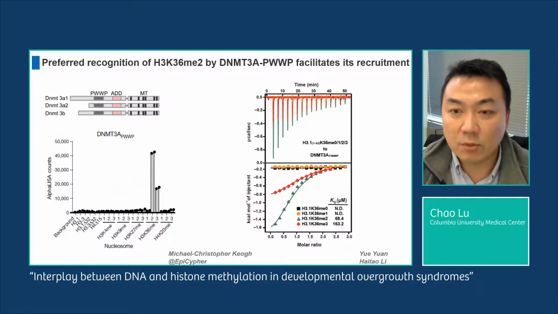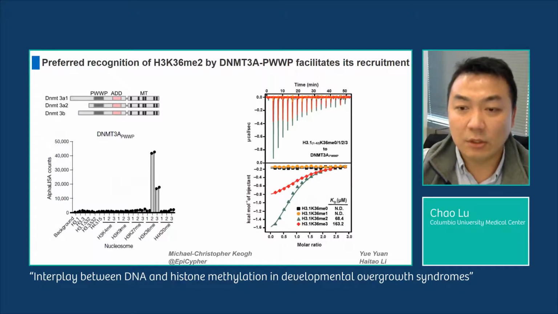And this can be measured more quantitatively through the ITC assay in a collaboration with Haitao Li's lab. Here, we again subject the PWWP domain of DNMT3A to peptides that are either carrying no modification, mono-, di-, or trimethylation on H3K36. Again, we observe that they only interact with di- and trimethylation on H3K36, and the interaction is much tighter for the dimethylation compared to the trimethylation.